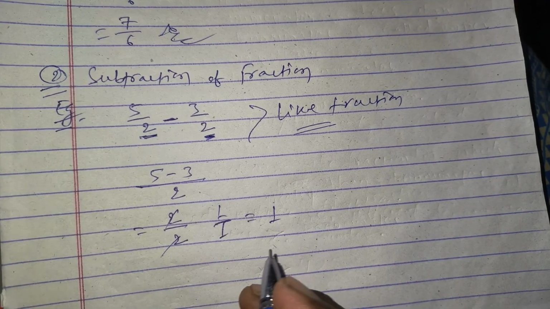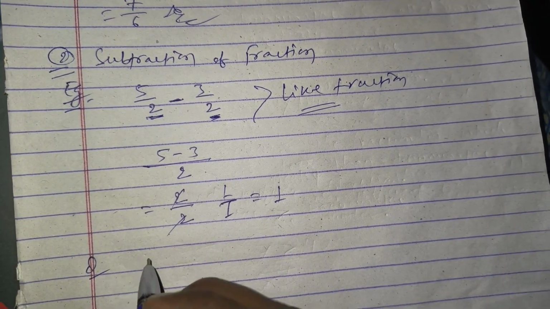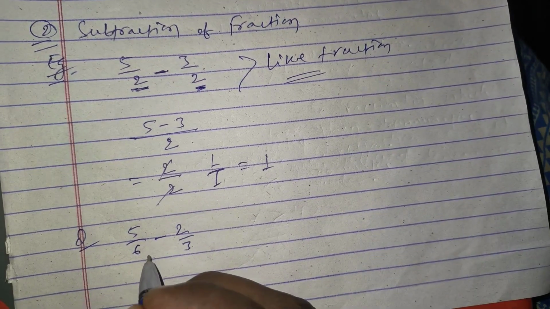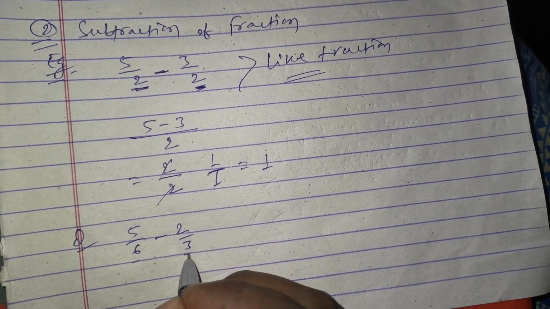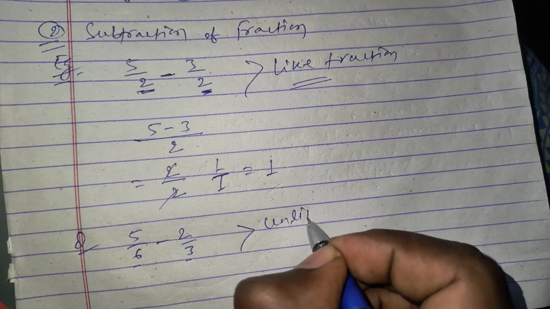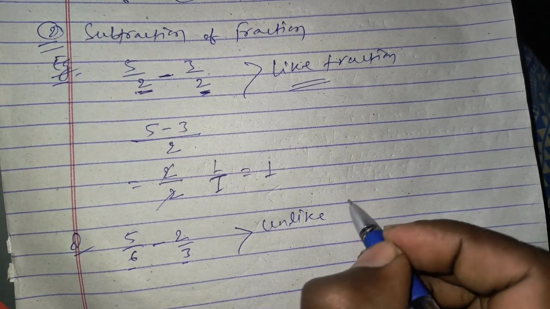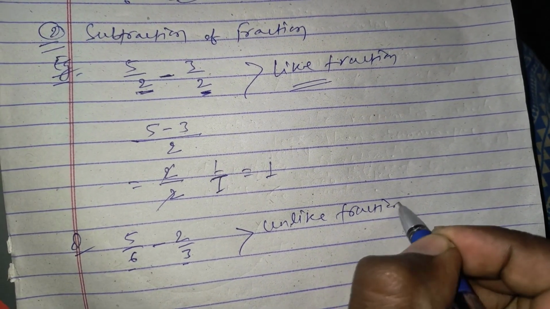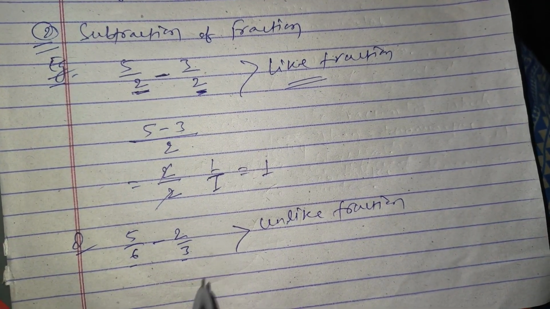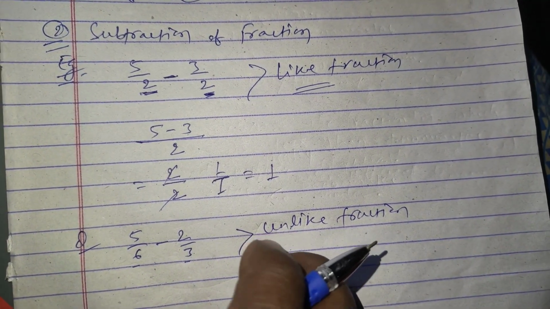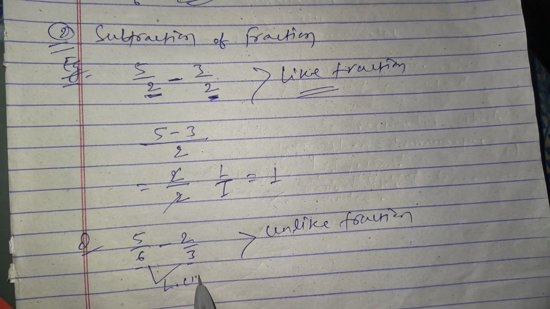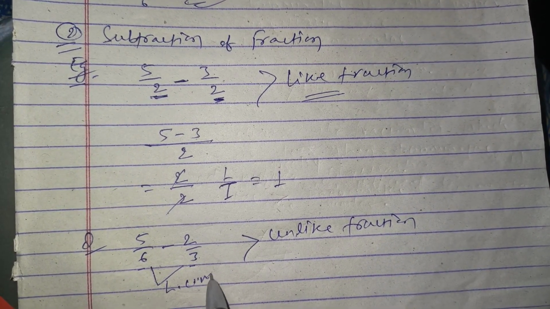5 by 6 minus 2 by 3. Here the denominators are different, so this is an unlike fraction. We have already studied how to calculate unlike fractions in addition. That is, take the LCM of both denominators.